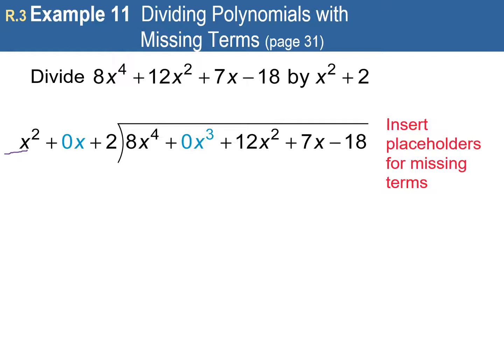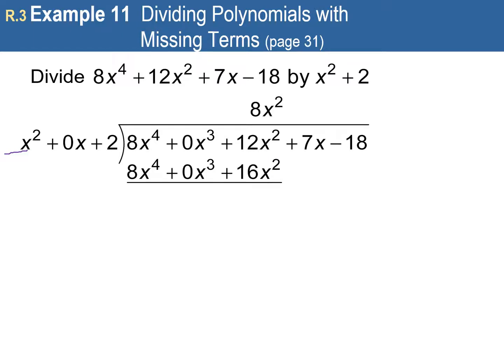So x squared goes into 8x to the fourth, 8x squared times. So when I multiply 8x squared by x squared plus 0x plus 2, I get 8x to the fourth plus 0x cubed plus 16x squared. And then you subtract, and you get negative 4x squared plus 7x minus 18.